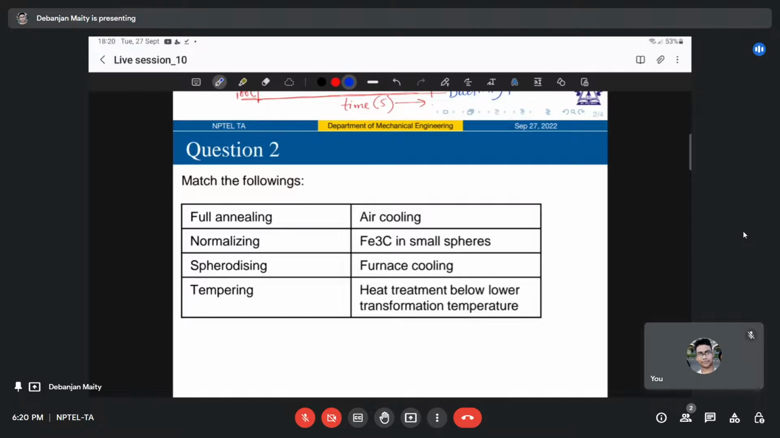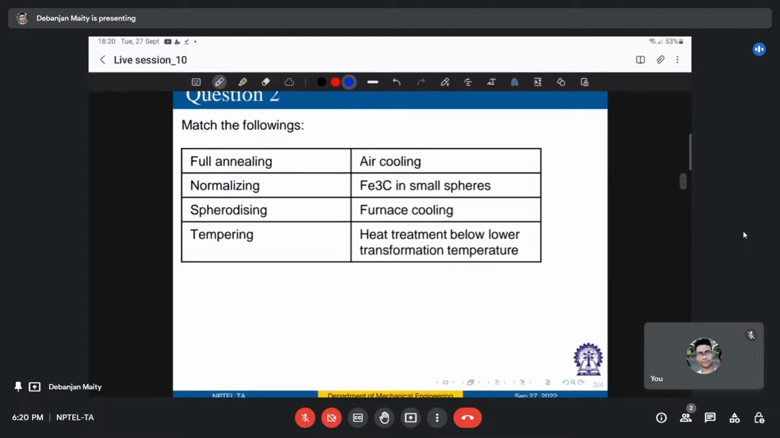So what happens in annealing? Annealing basically modifies properties such as machinability, some mechanical or electrical properties, or it may enhance dimensional stability also. Basically, this process softens the material. Annealing consists of heating a material to a high temperature where recrystallization or a phase transformation takes place, and then cooling slowly, often in a heat treatment furnace, right? So if we see it here, full annealing matches furnace cooling, right?